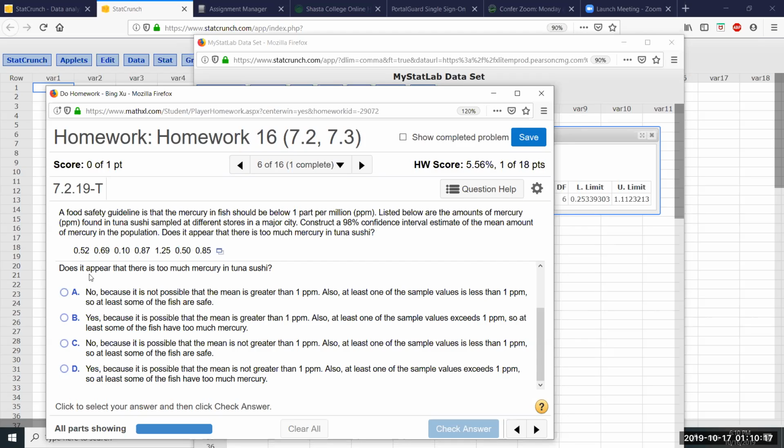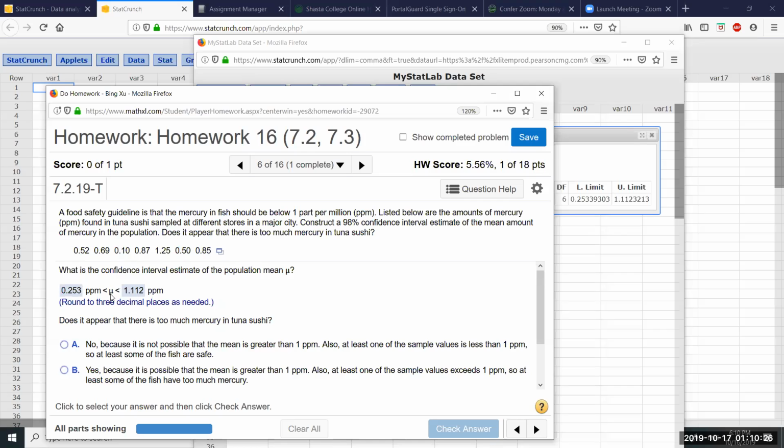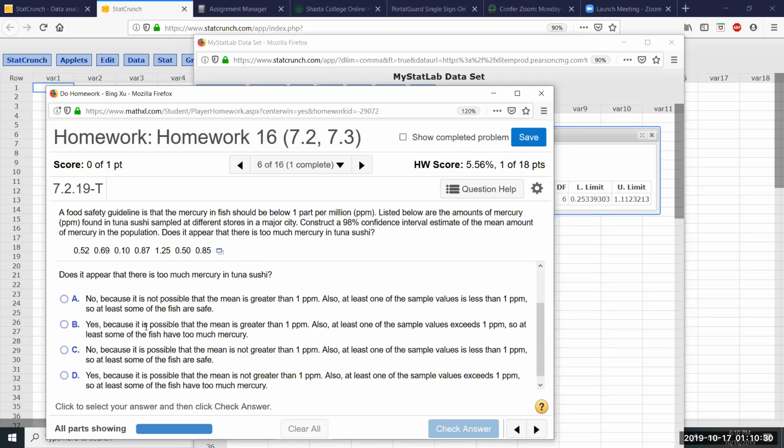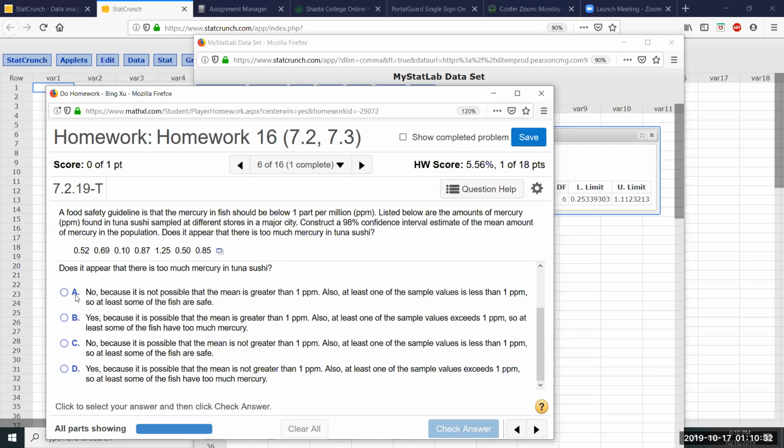And does it appear that there's too much mercury? So this is the standard, right? It should be below 1. And it's this interval, but 1 is included in this interval. So is it too much mercury? It's hard to decide.